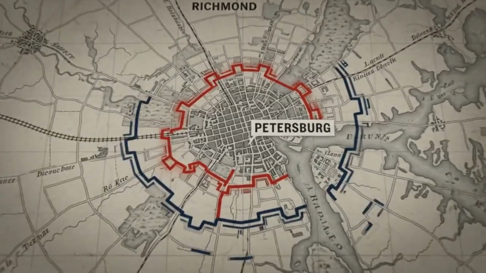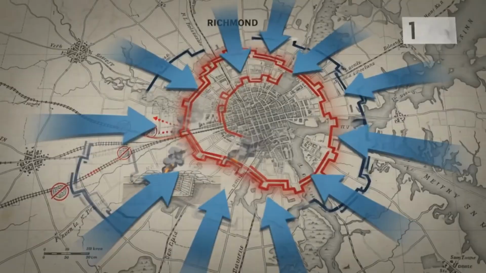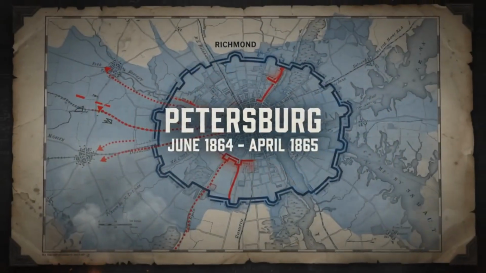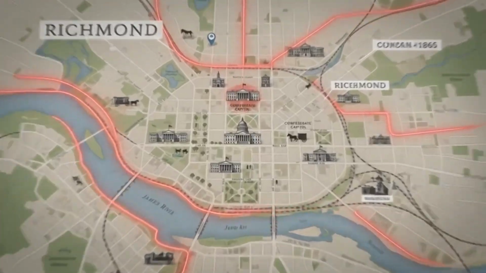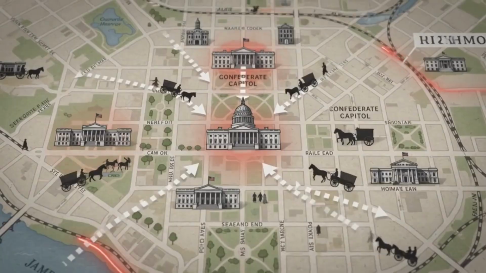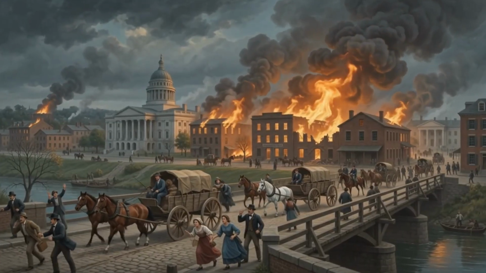The long siege of Petersburg stretched for months. As supplies disappeared, Confederate resistance slowly collapsed under constant Union attacks. In April 1865, Richmond, the Confederate capital, fell into Union hands. The Confederacy was reaching its final days.